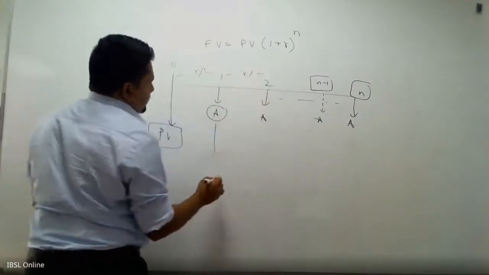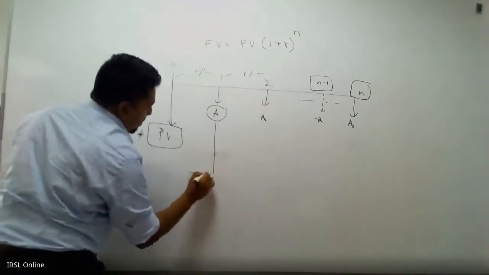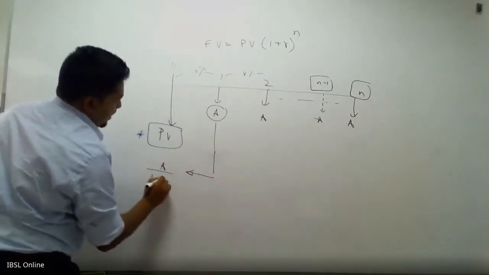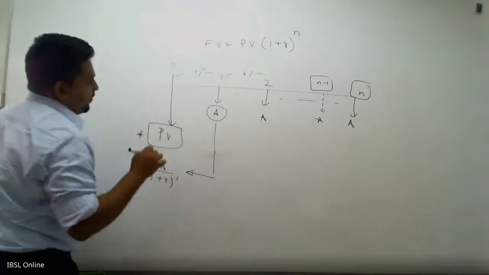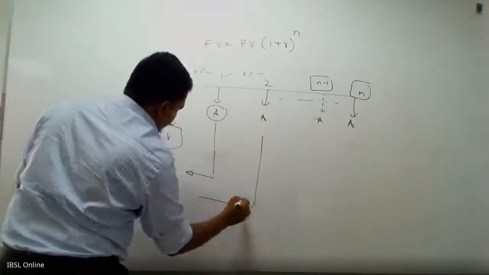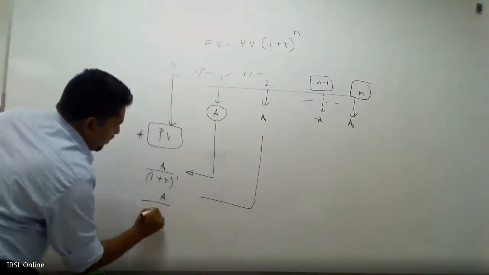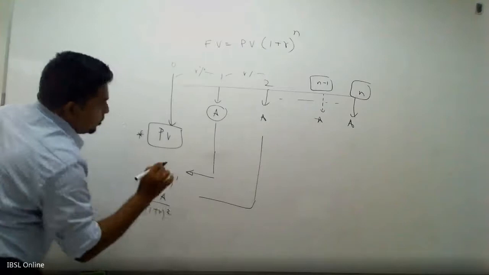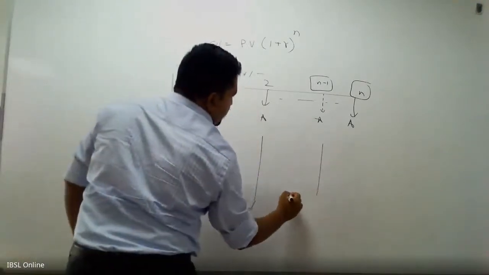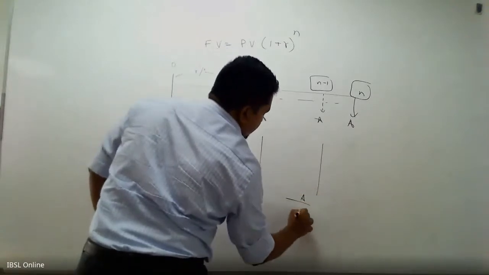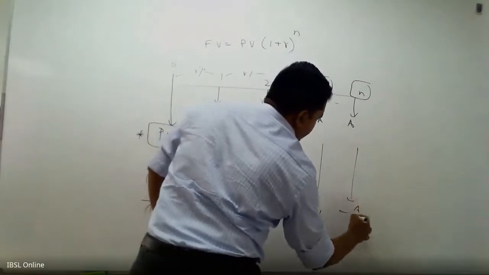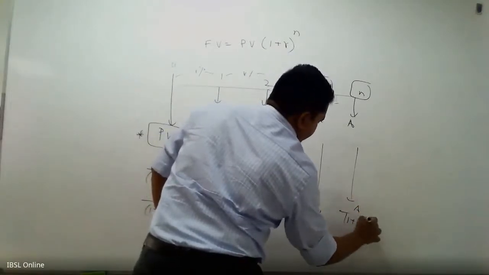Okay. So this is in that case going to be A divided by 1 plus r to the power 1. Why 1 here? This is going to be A divided by 1 plus r to the power 2, 2 years. Similarly, this is going to give me a value of A divided by 1 plus r to the power n minus 1. Last one, A divided by 1 plus r to the power n.